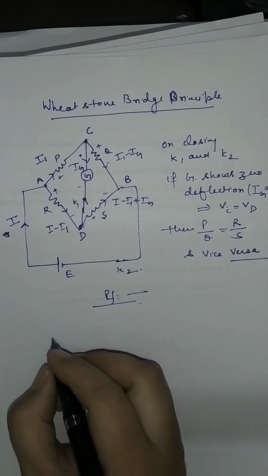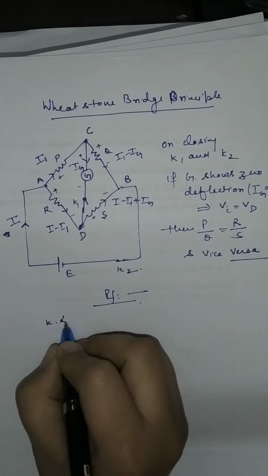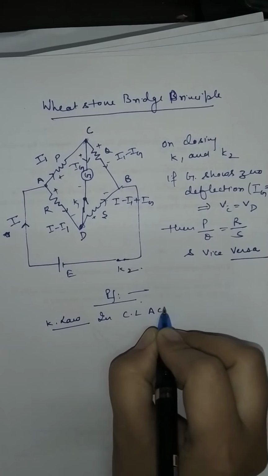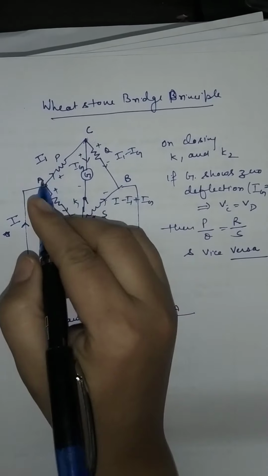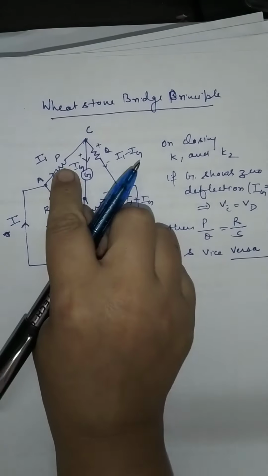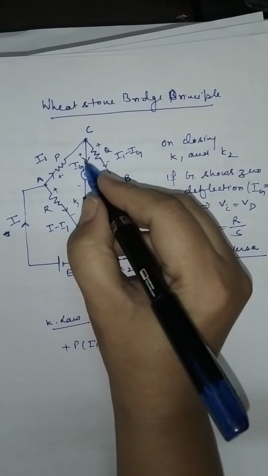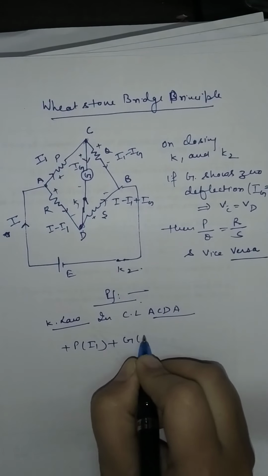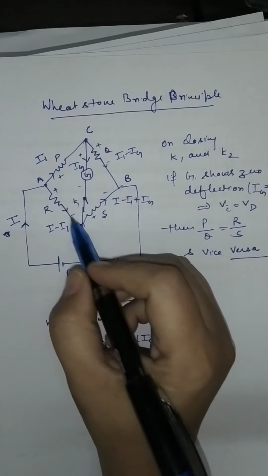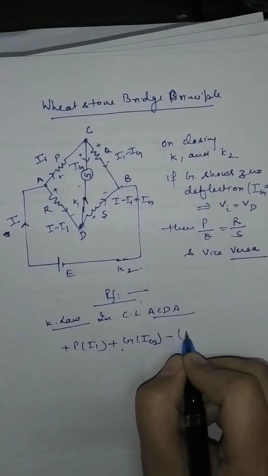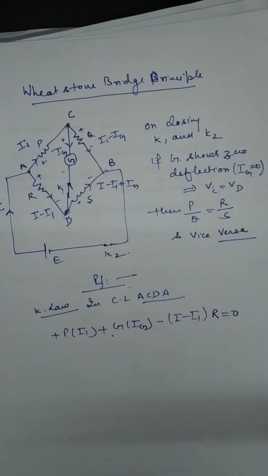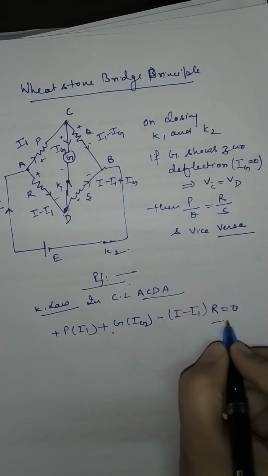Now I will apply the Kirchhoff law in the closed loop ACDA. A to C चले, तो ये कितना हो गया, प्लस P इंटू I1, पोटेंशियल ड्रॉप P इंटू I1, यहाँ से यहाँ C to D चले, प्लस G इंटू IG. G is the galvanometer resistance. नेक्स्ट D to A चले, तो पहला साइन आ रहा है माइनस I इंटू R equal to 0. Right, so this is equation number 1.